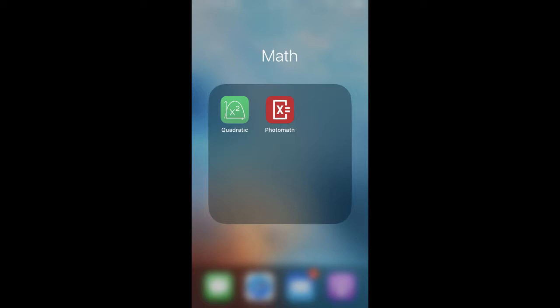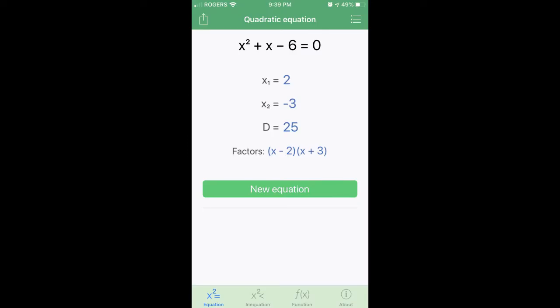I'm going to highlight a couple of apps here. One of them is called Quadratic Master, and the other one is called Photomath. So Quadratic Master is only available through Apple's App Store. The reason why I decided to check it out is because it has a 4.5 star rating on the App Store. But unfortunately, most of the features are hidden behind a paywall, and it costs $2.79 for the full version.